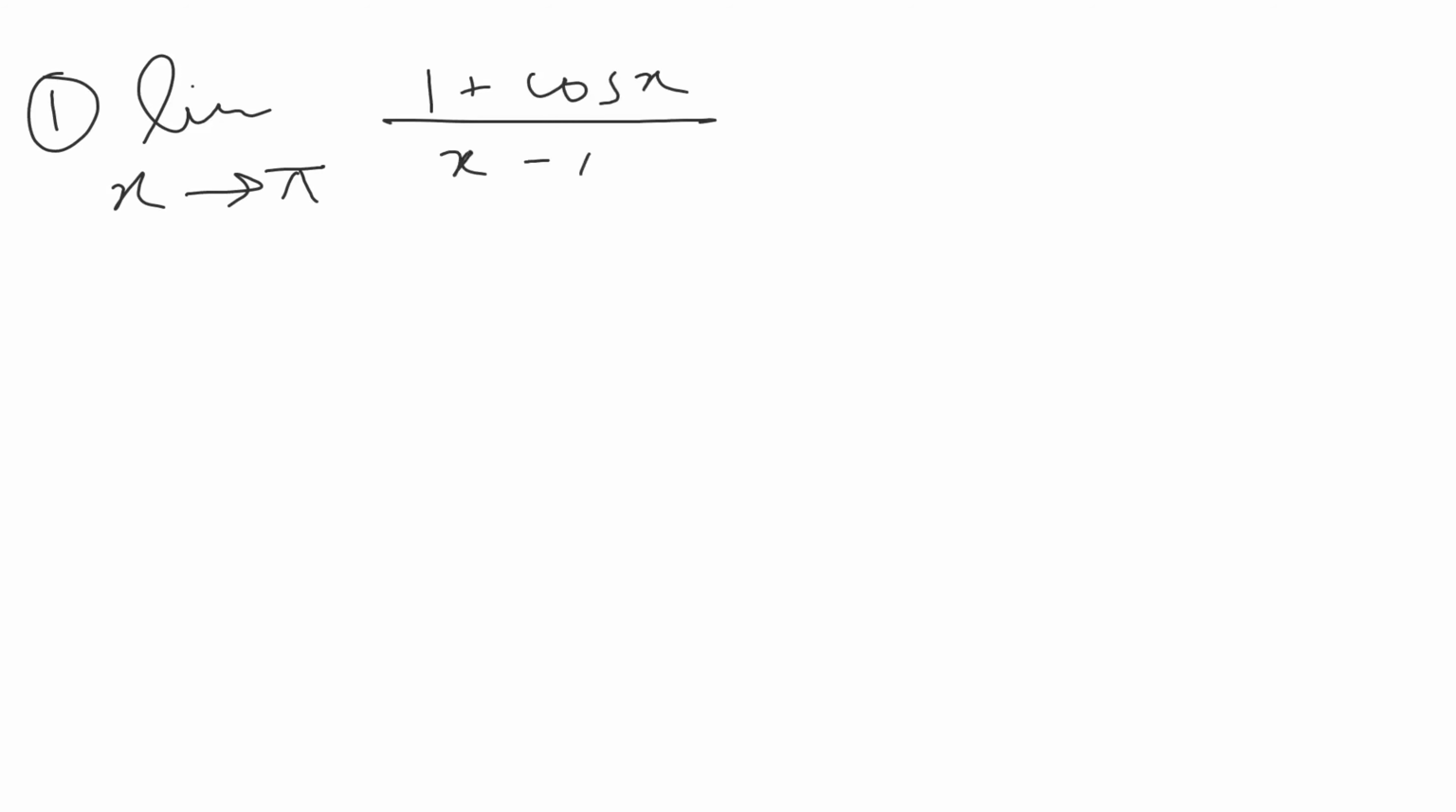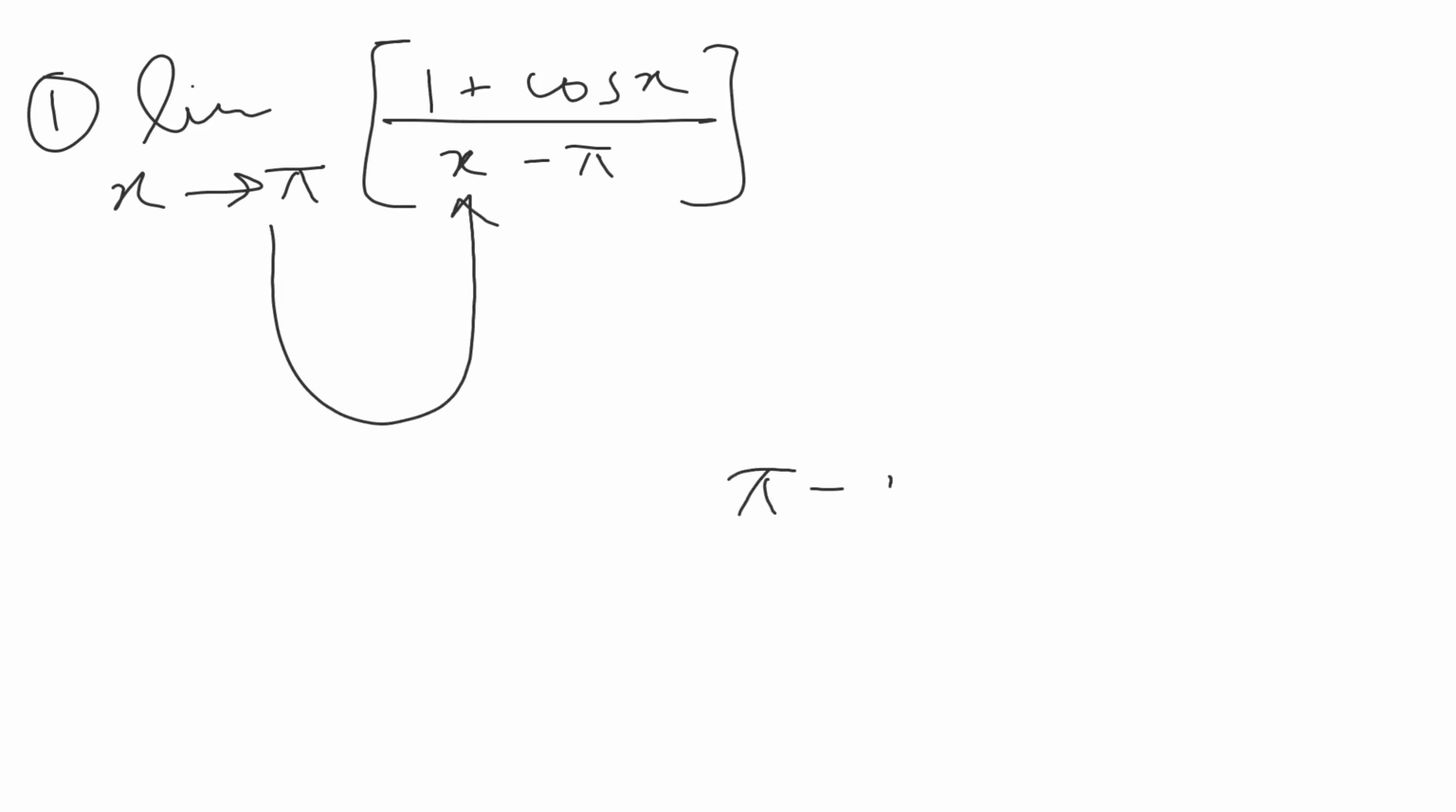Question number 1. Limit x approaching pi, 1 plus cos x upon x minus pi. Now see guys, if we put the value of x as pi over here, it will be pi minus pi, which is 0 in the denominator, and anything upon 0 is not defined. So we have to learn something new over here, which is called changing limits. This concept is applicable exclusively for this particular exercise, right?